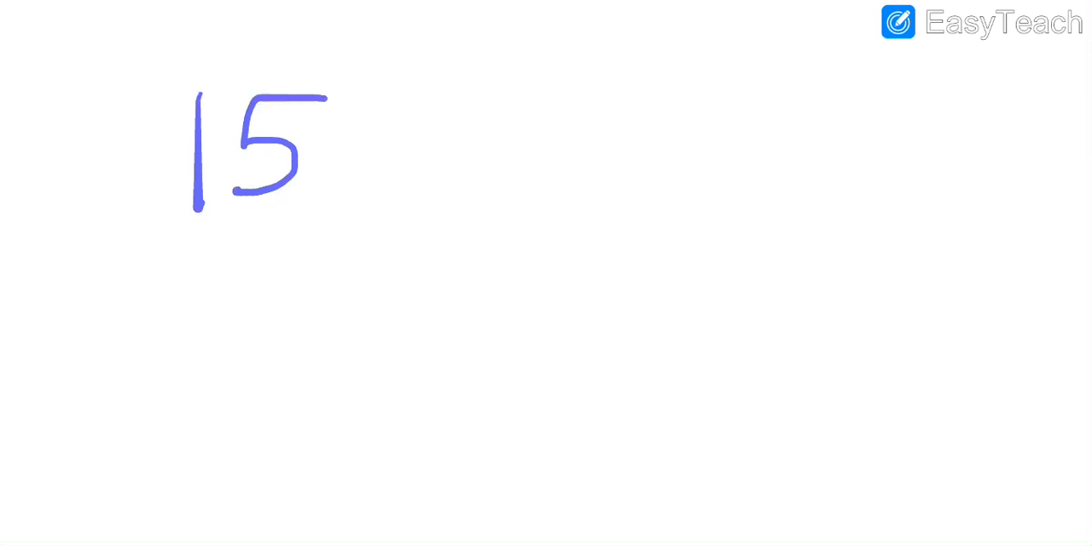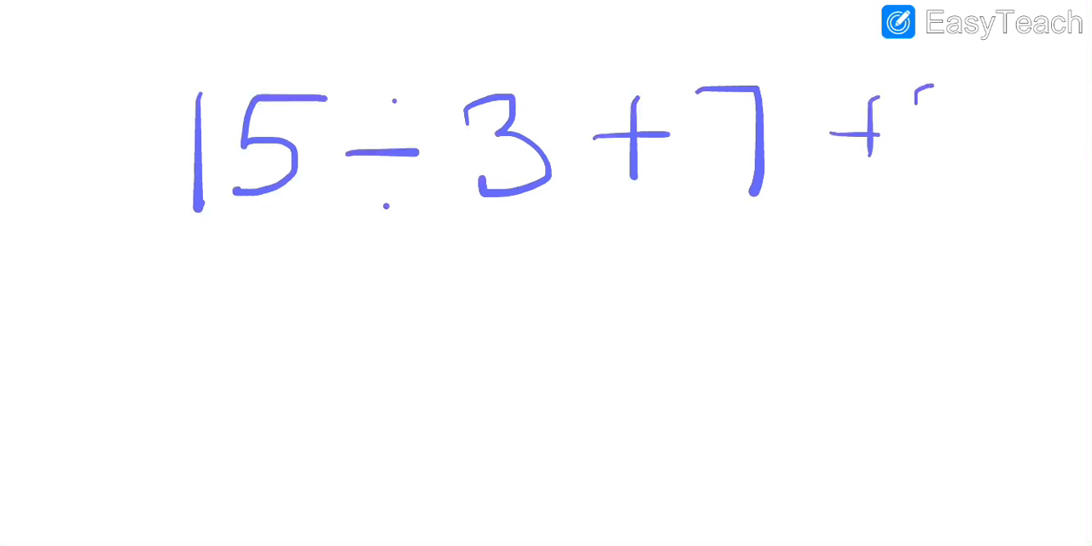15 divided by 3 plus 7 plus 2 is something. Okay, so go ahead and look and see. First of all, in PEMDAS, do you see any parentheses? Not yet. You're going to have to insert those yourself. All right, next, exponents. Do we see any exponents? Nope, don't see any of those.